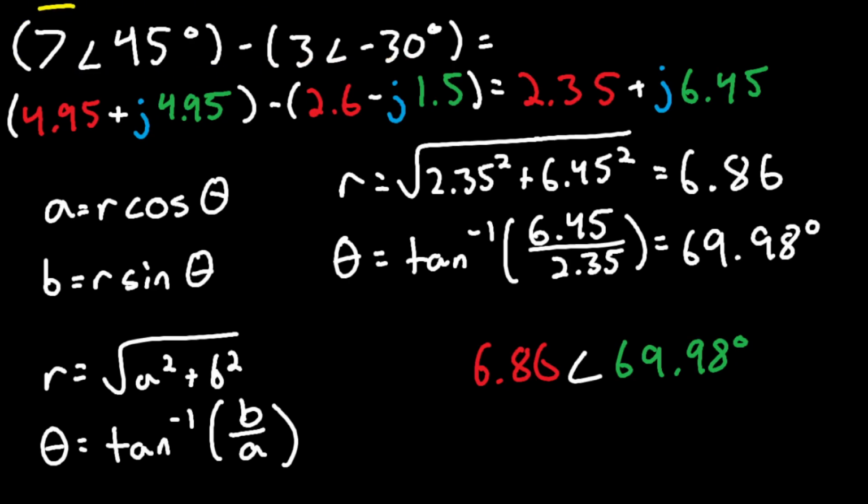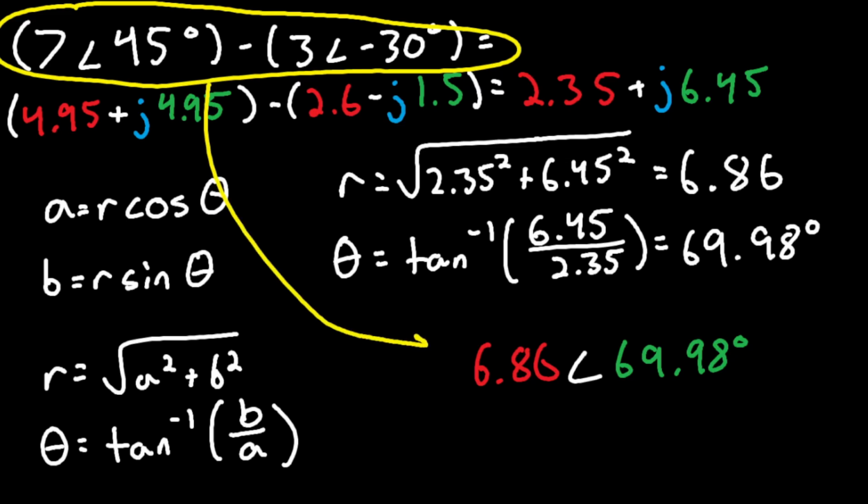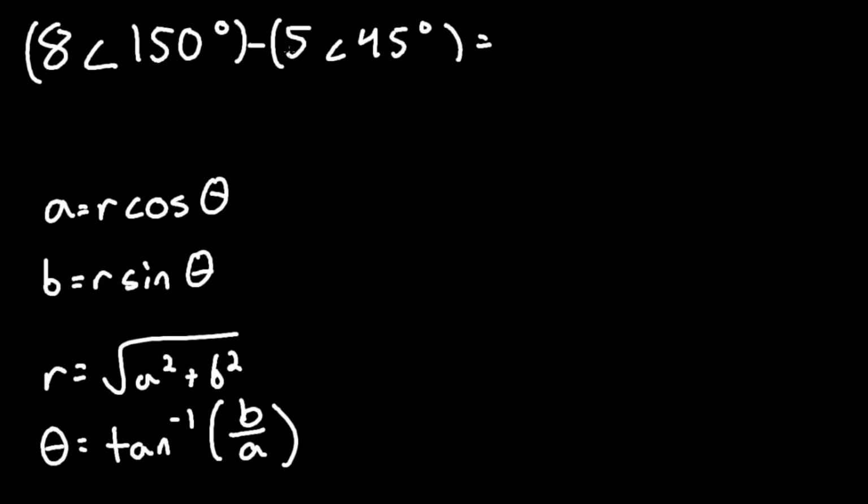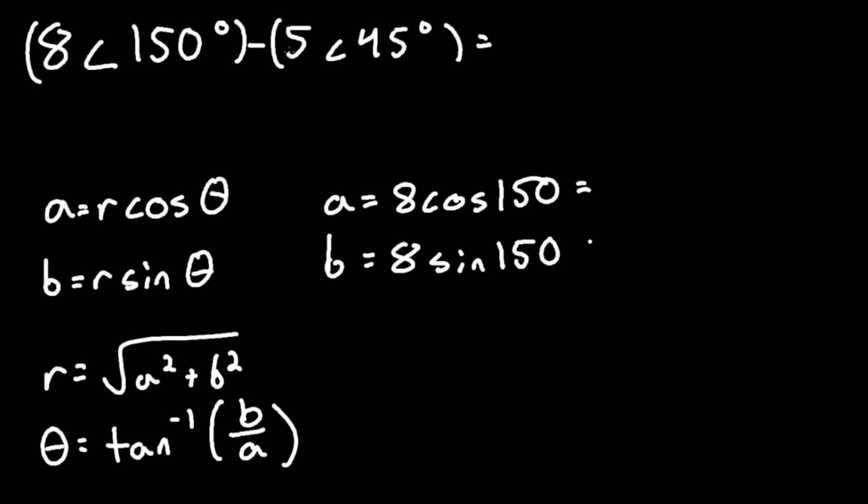So this guy evaluated is just equal to this. First things first, turn this into a complex number or rectangular form. So a is equal to r cosine of theta. b is equal to r sine of theta. Evaluate this in a calculator. 8 cosine 150 should get negative 6.93. And this right here should just be equal to 4.